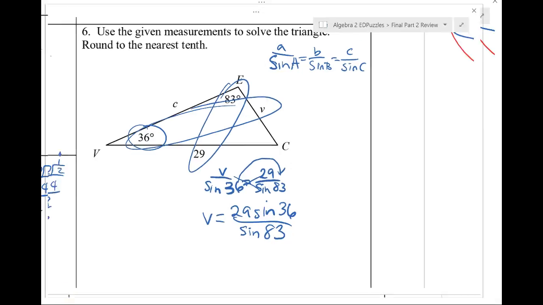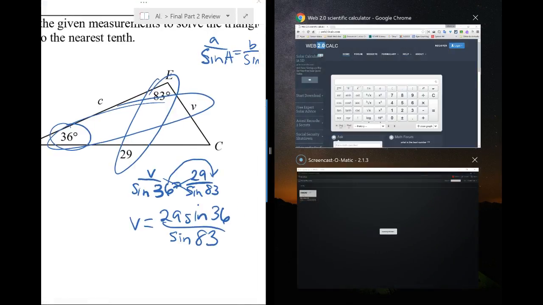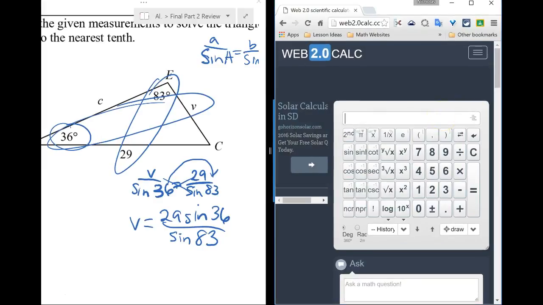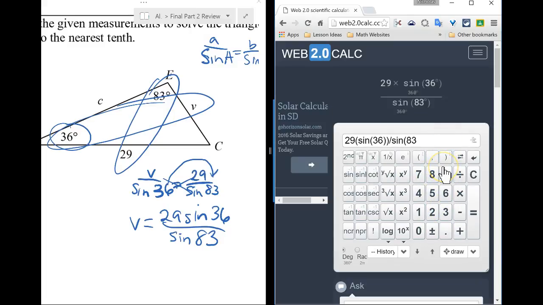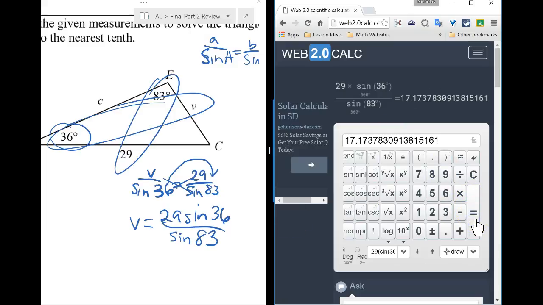Okay, so let's go to our calculator and punch in. Okay, let's see, we do 29, and I'll do parentheses, times the sine of 36, parentheses around all that, then divide by sine of 83. Okay, and that looks like it matches up to what I have over here. So I'll go ahead and hit the equal sign.